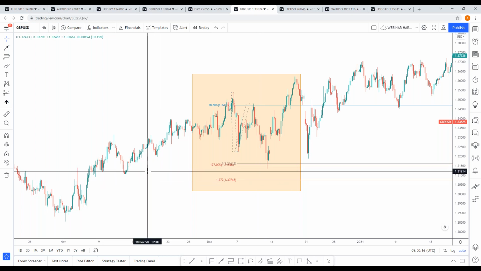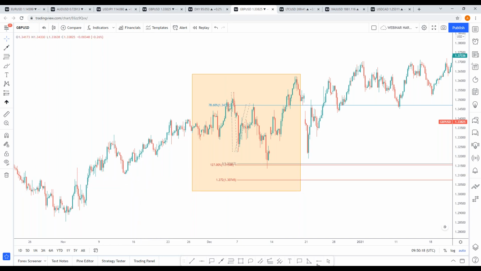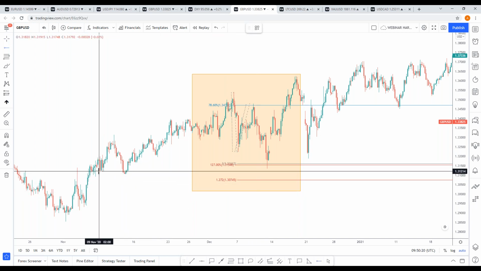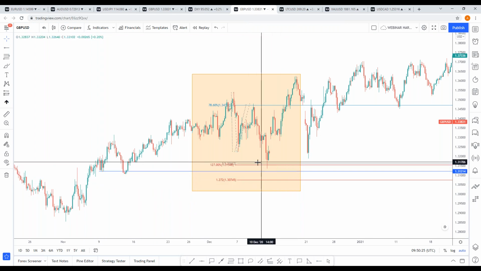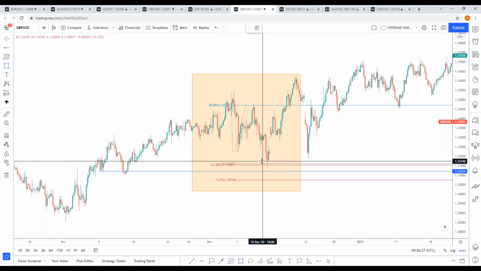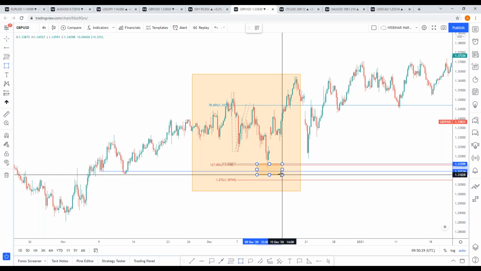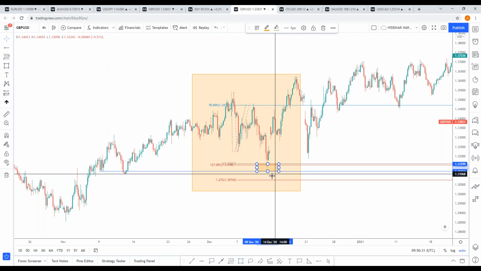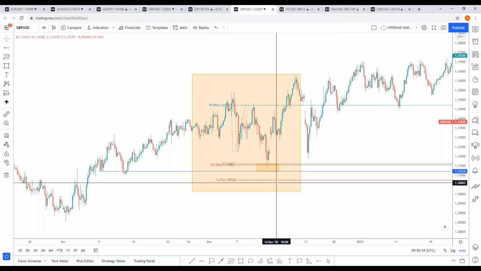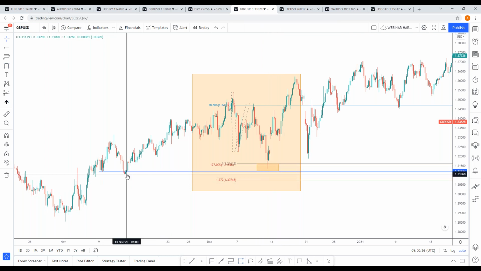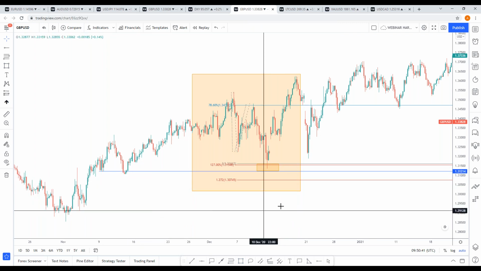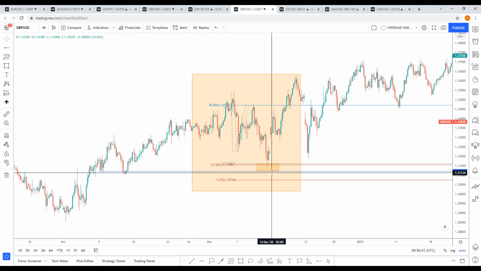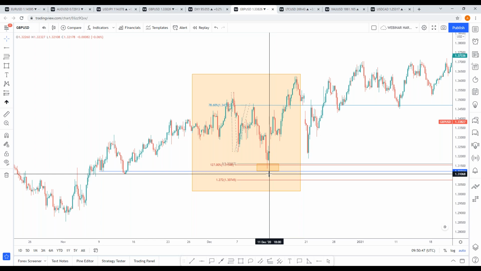Alternatively, you can look at the technical structure. Now here, I note that we have a Quasimodo support at this point here. So within this area, we could simply use this base as our AB equals CD support and place our stop below here. Now, again, this is all hindsight, guys, but I hope the idea I'm getting across is to look for technical structure that not only supports this, but also helps provide a location to place your stops.